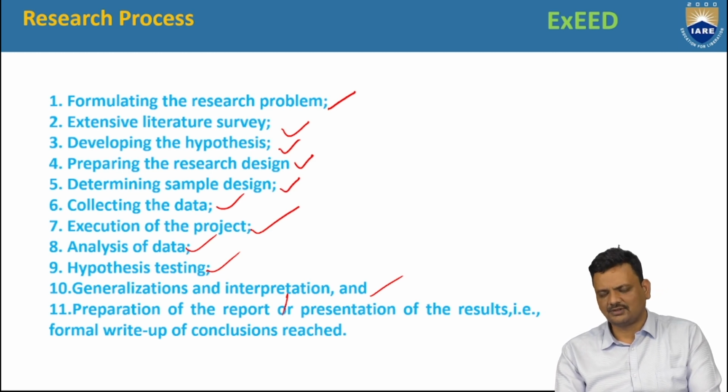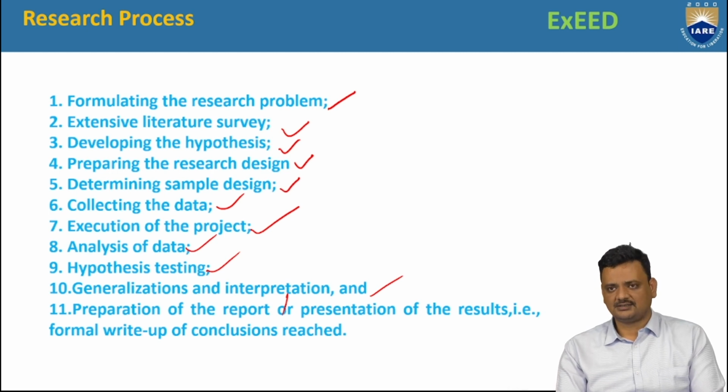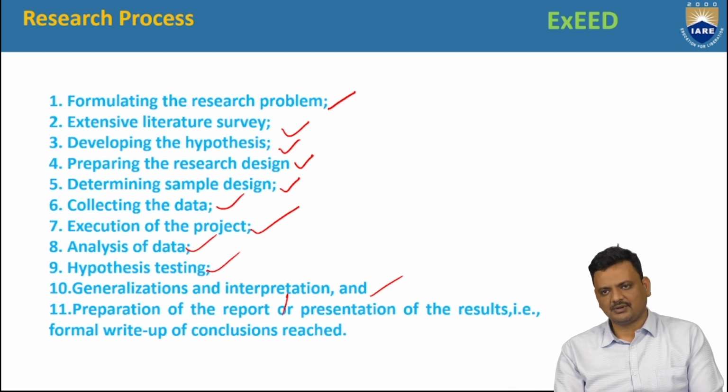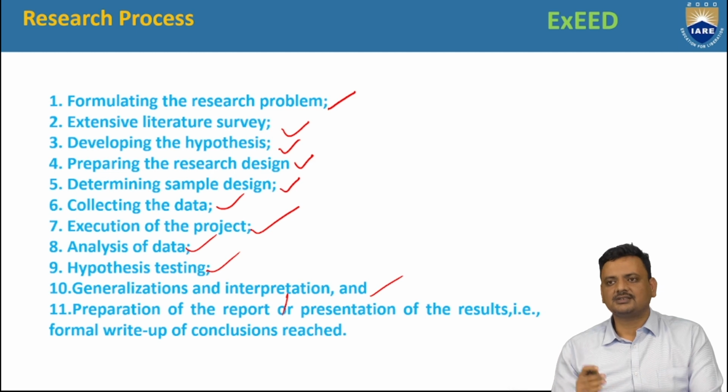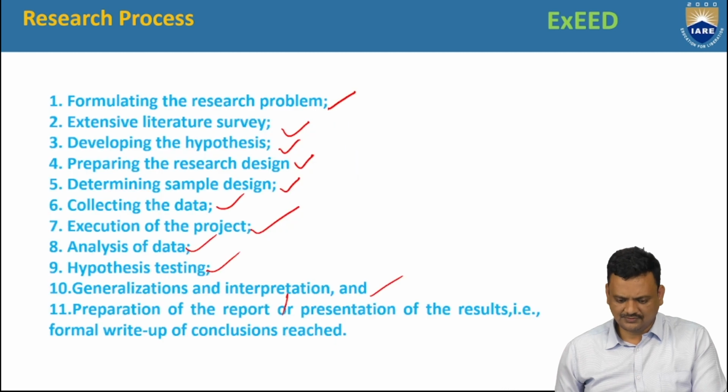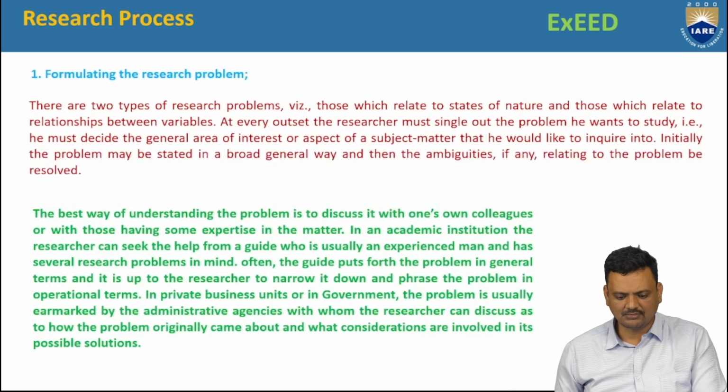And then nowadays people are publishing these results in academic journals, where research findings are published. This lecture is for students, so maybe some students are not aware of what a journal is. A journal is nothing but a place where a researcher can publish his research work. Okay, so the first thing is formulating the research problem.